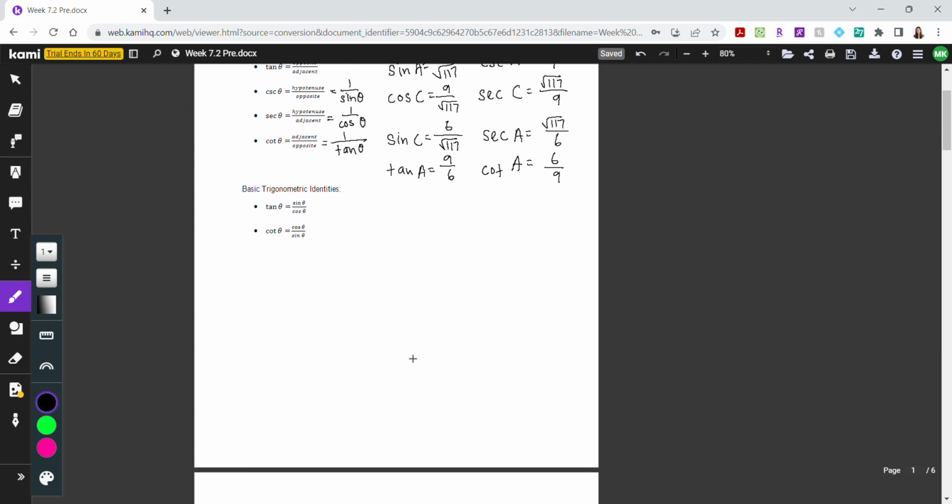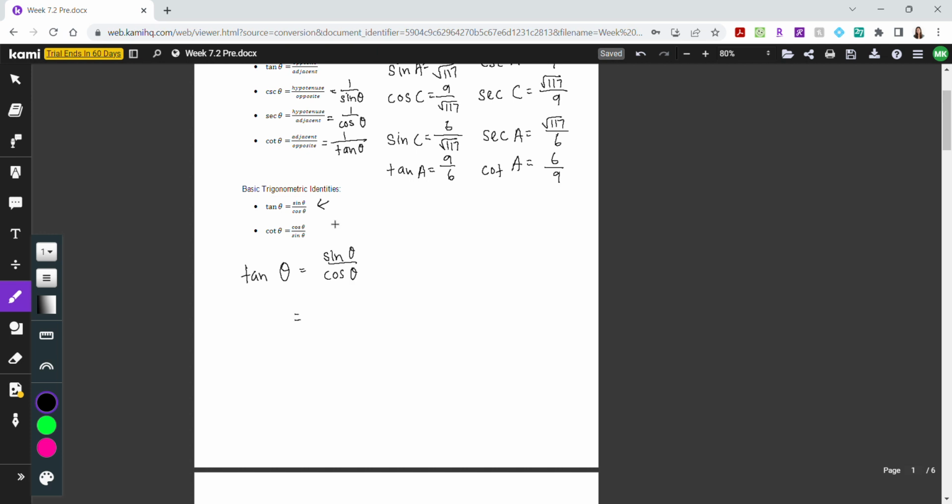All right, some basic trigonometric identities to remember. At least remember tangent theta equals sine theta over cos theta. So if you're given sine theta and cos theta of an angle, like sine A and cos A, it will equal tangent A. Here is why, but you don't need to remember this. As long as you just remember that tangent theta equals sine theta over cos theta, that's fine.